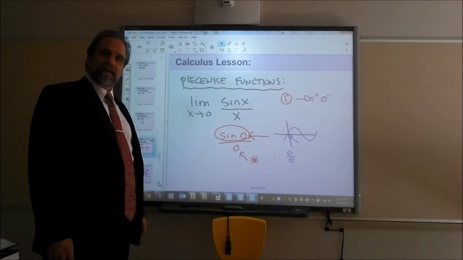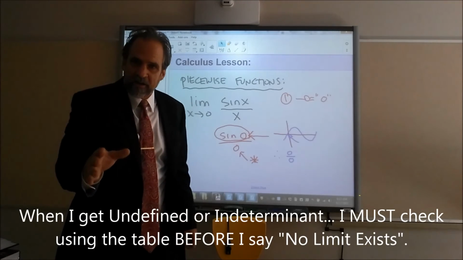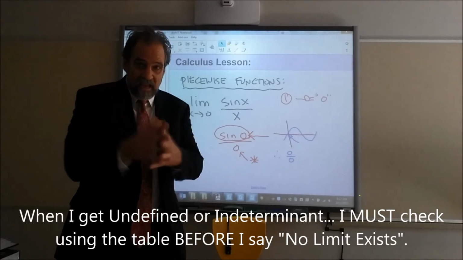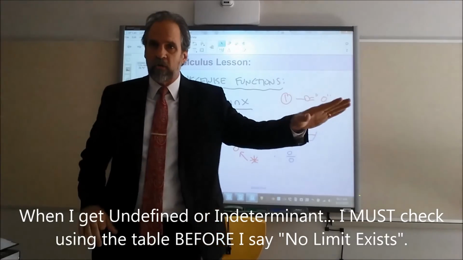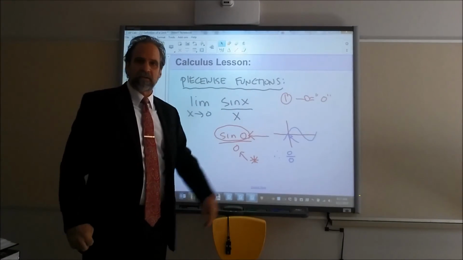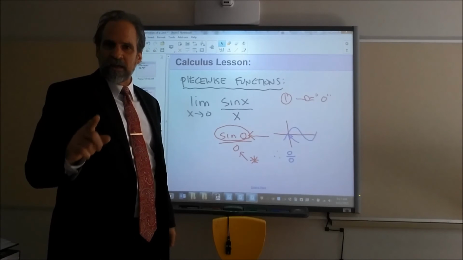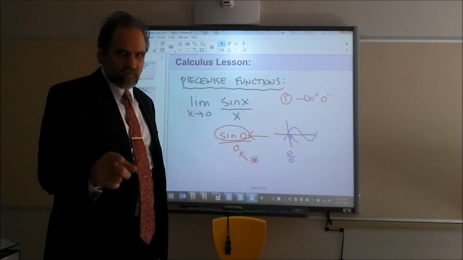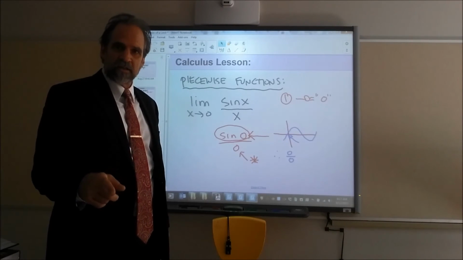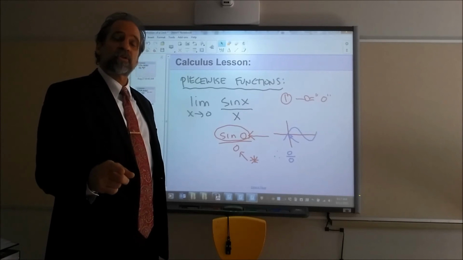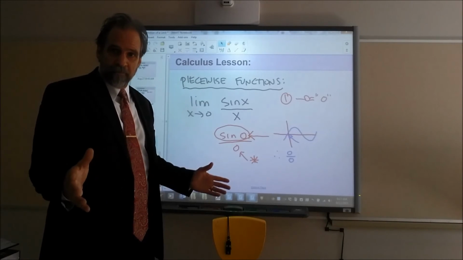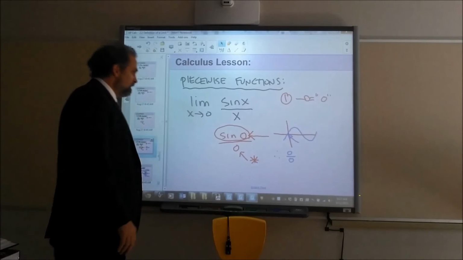That doesn't mean I'm done. That means I check it with a table. If the table doesn't give me a value, it's no limit. But I can't just say, oh, no limit, because I haven't checked it with a table. The table is my last resort. It's the most tedious, but it's also the most critical. When you skip it, you've blown it. And so don't skip it. So let's look at our table.